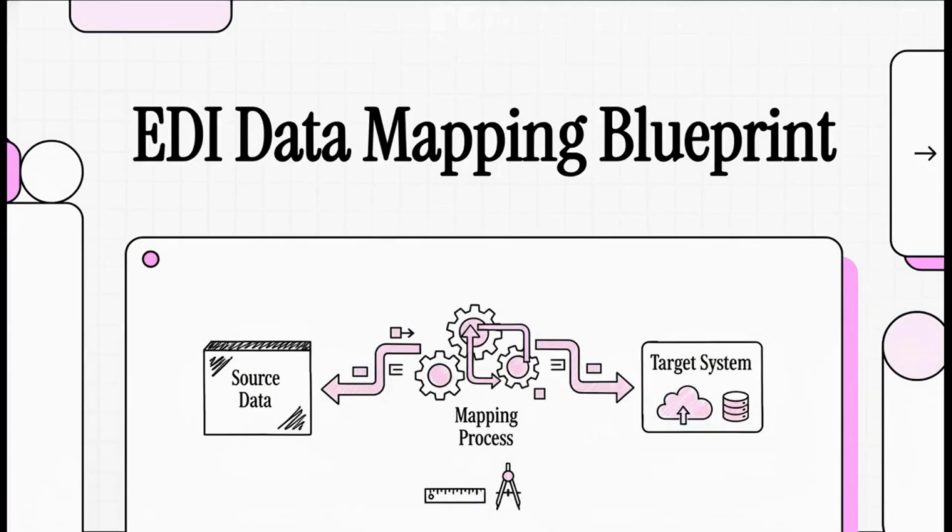Right, if you've ever had a transaction just fail, or you've been hit with a chargeback from a big retailer, or maybe a PO shows up with totally wrong product codes, then you're in the right place. This right here is the blueprint you need. We're going to build the definitive guide to EDI data mapping. So let's get into it.